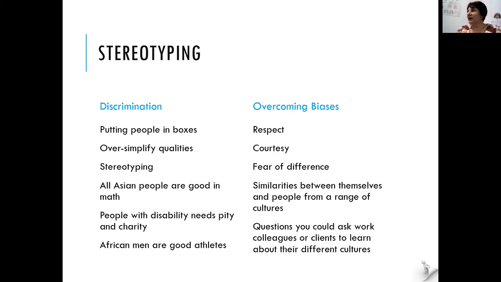Or all nurses are female, or all African men are good runners, good athletes. Just because Usain Bolt is a good athlete doesn't mean all of them are, or that they all have good rhythm. It's not really silly. Or a bad one, like all Africans stink. We have that stereotyping, like, don't come and live with me, you stink, which is discriminating, but it's also stereotyping. Overcoming this is through respect and courtesy, and asking your colleagues and friends questions to learn about their culture, getting to know people.